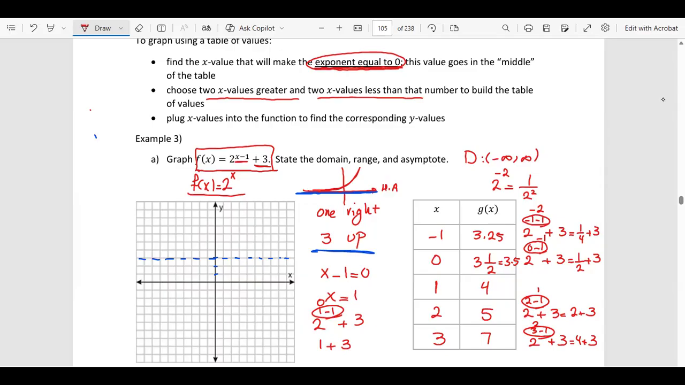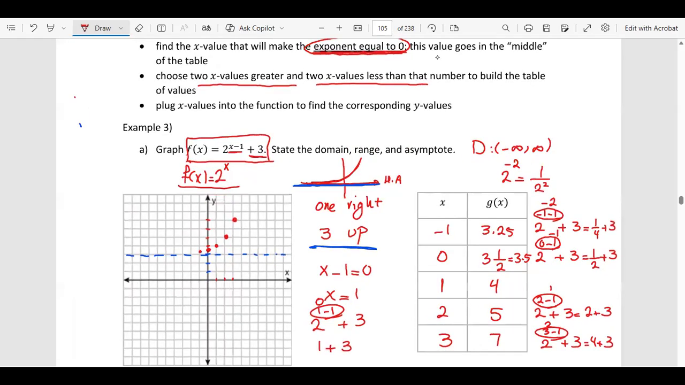So this is 3, 4, 5, 6, 7. So I have 3 and 7, 2 and 5, 1 and 4, 0 and 3.5, which is the y-intercept, because when you replace x by 0, you get the y-intercept. And the other one is negative 1 and 3.25. It's really hard to graph because it's lower than the previous one.